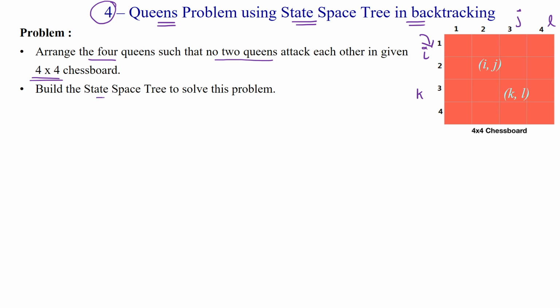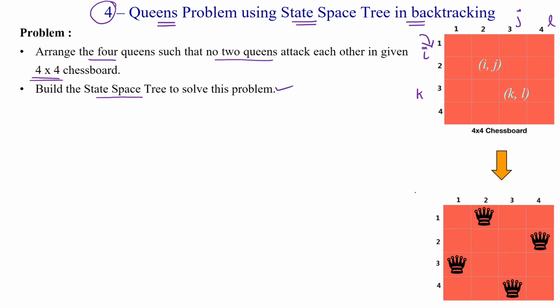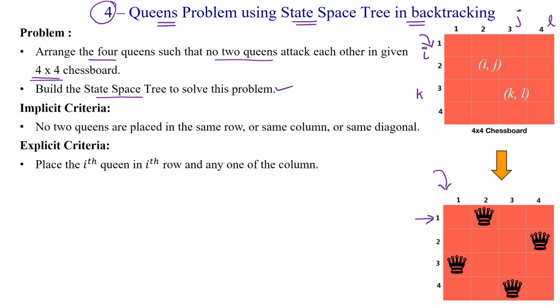For getting the solution, you can build the state space tree by using the backtracking method. Here the goal state should be like this: queens are arranged in the rows and columns. For that, we have implicit criteria.